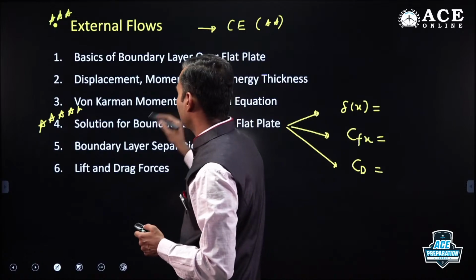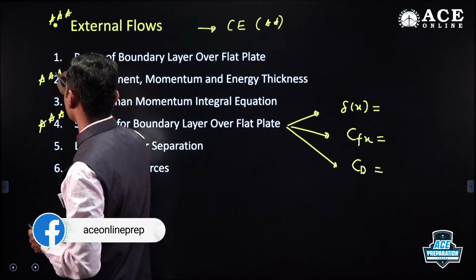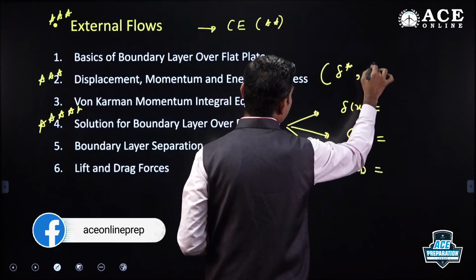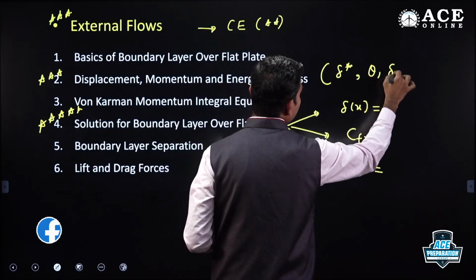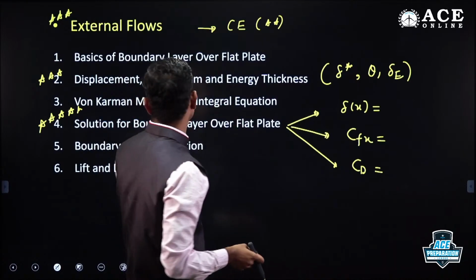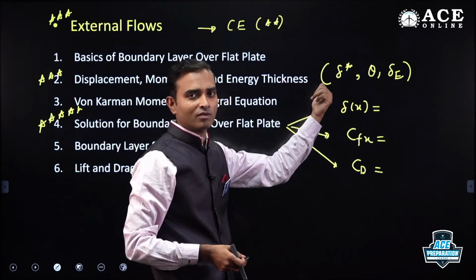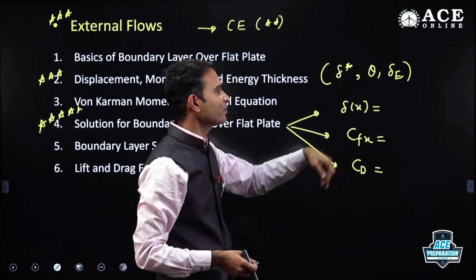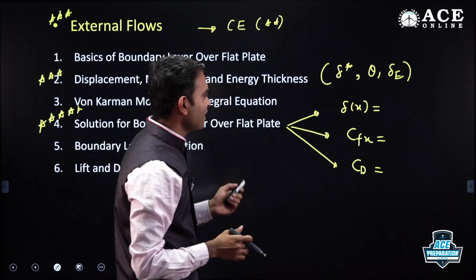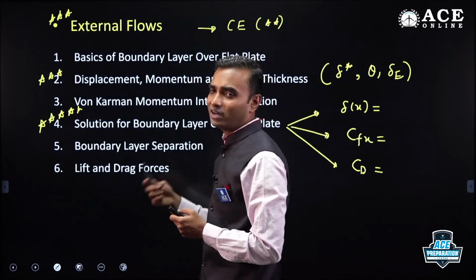Then next important topic is this displacement, momentum and energy thickness. So here you have to remember 3 formulas, one for delta star, another for theta, and another for energy thickness. So usually on this concept, you will get directly straightforward questions. So if you know the formula, you have to substitute the equation, then integrate, you will get answer. Sometimes they ask conceptual questions, but they are very rare.